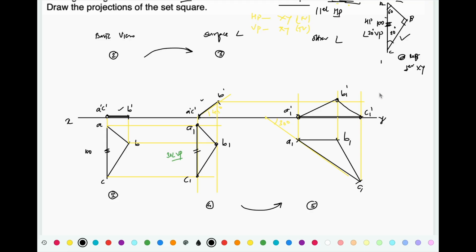So this is going to be final front view, this is going to be a final top view, and this will be the solution.